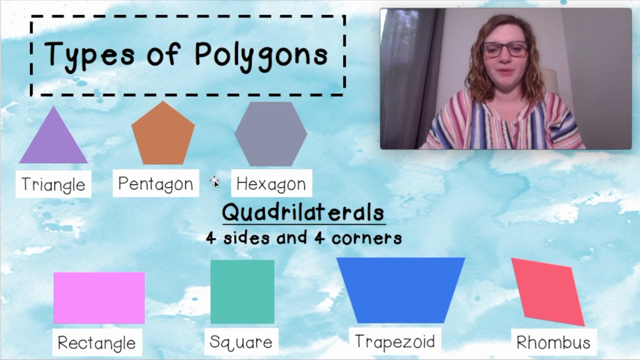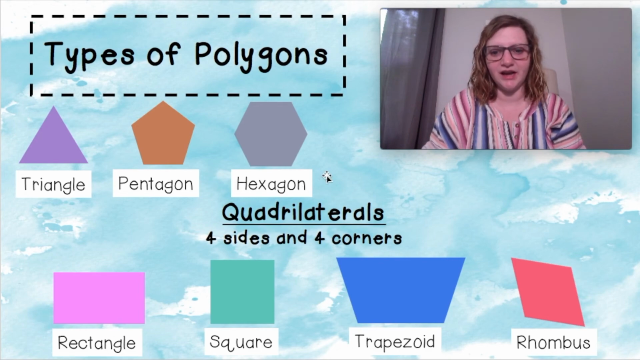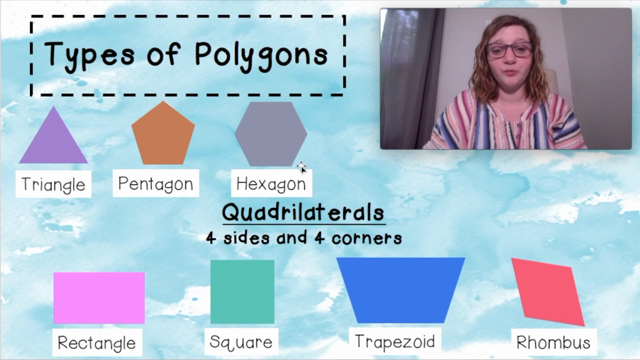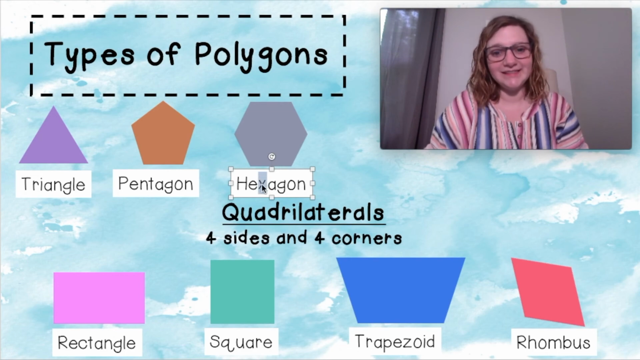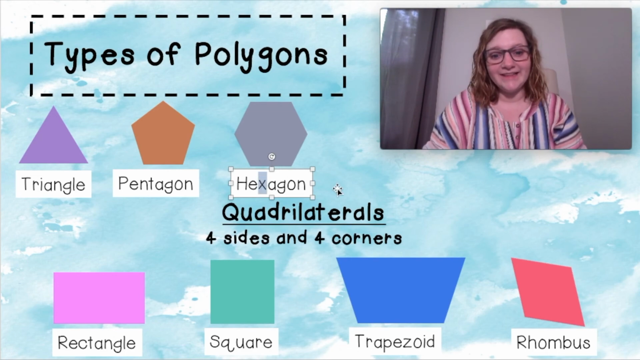Let's look at our next shape here. I see it's called a hexagon. Let's see how many sides a hexagon has. 1, 2, 3, 4, 5, and 6 sides. Let's count its corners. 1, 2, 3, 4, 5, and 6. A good way to remember this is hex has an X in it as well as 6. So a hexagon has 6 sides and 6 corners.